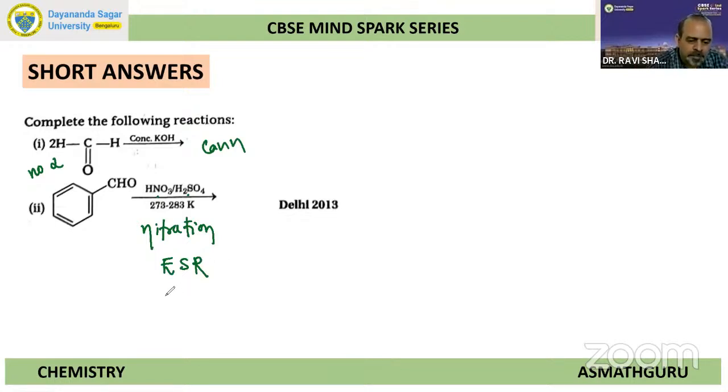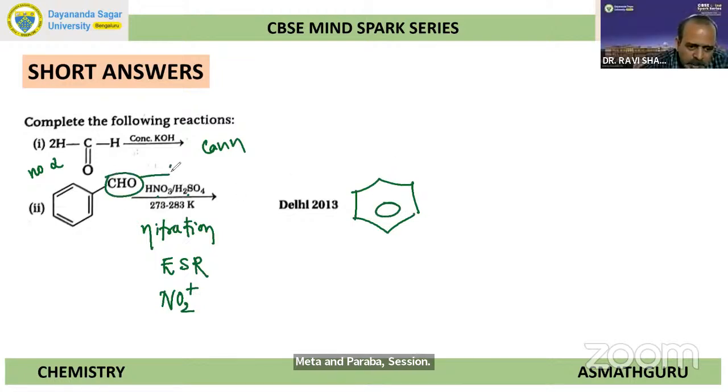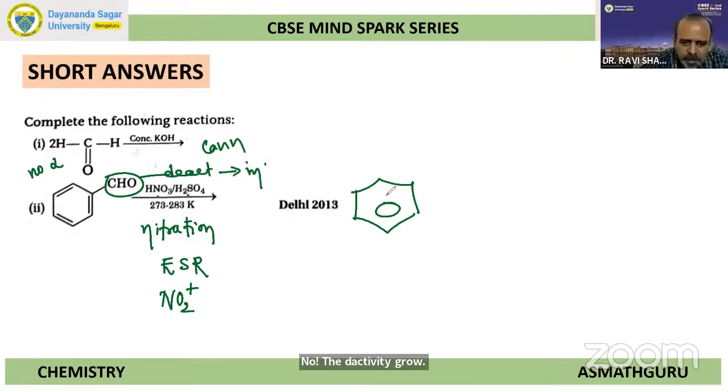Which is the electrophile here? NO2 plus is the electrophile. So NO2 plus will attack this benzaldehyde. What product do you get? Ortho and para? No. CHO is a deactivating group. That means it is meta directing. Say this is the aldehyde. Meta means 1, 2, at 3 you get NO2.